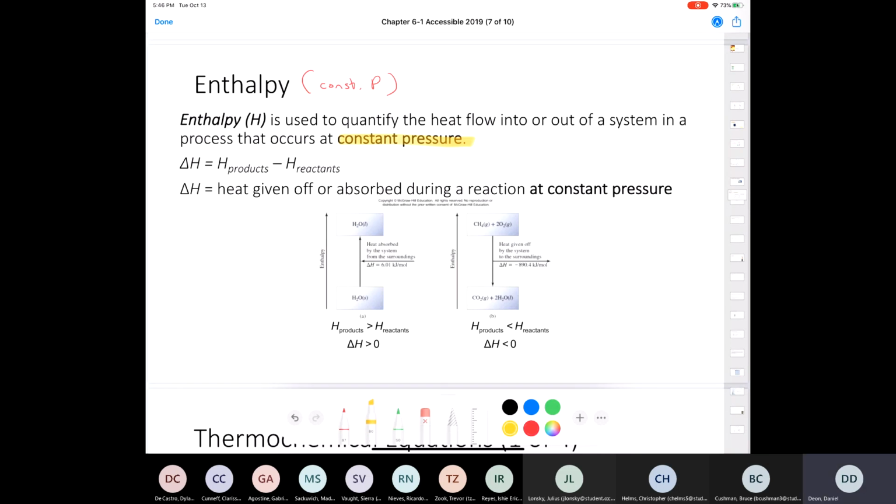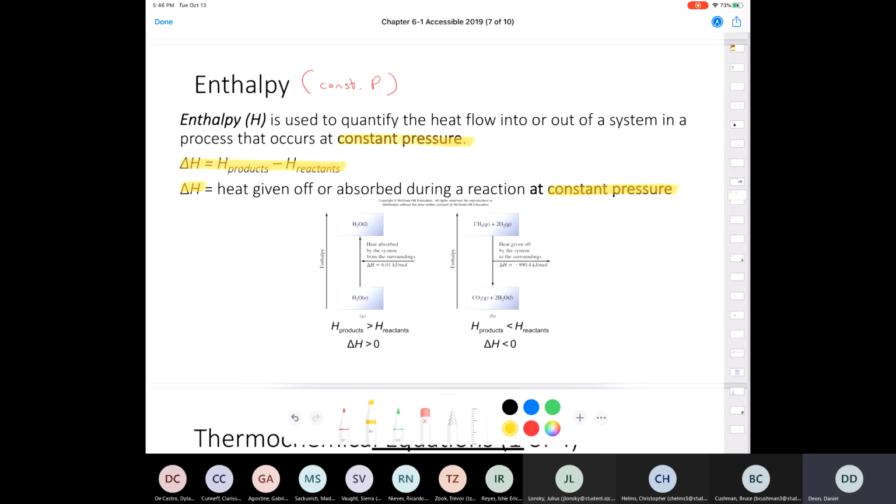Now you might be wondering, well, how else could I calculate change in enthalpy? We could use this formula right here, that the change in enthalpy is equal to the enthalpy of the products minus the enthalpy of the reactants. And so the change in enthalpy is nothing more than the heat given off or absorbed during a chemical reaction that occurs at what? Constant pressure.